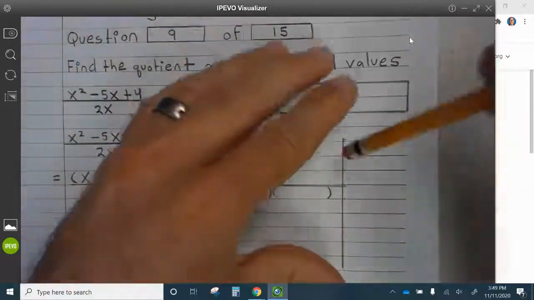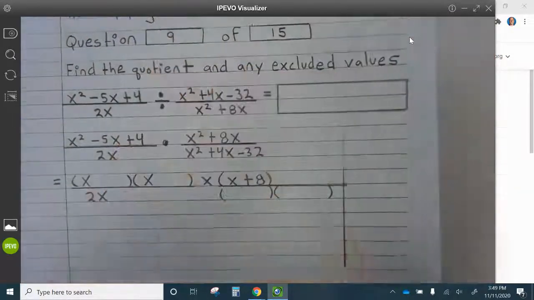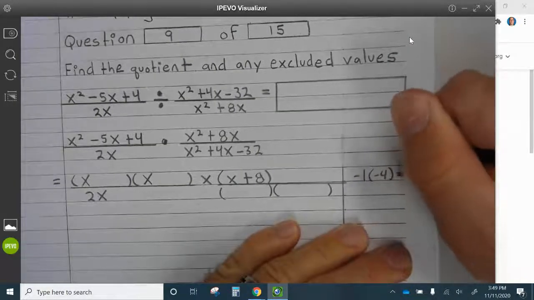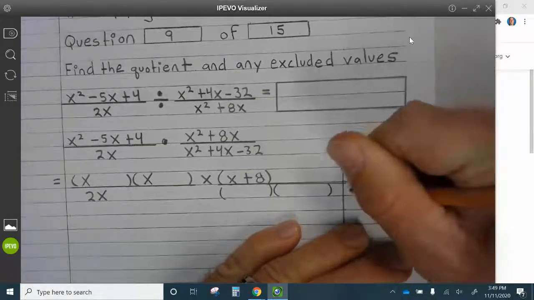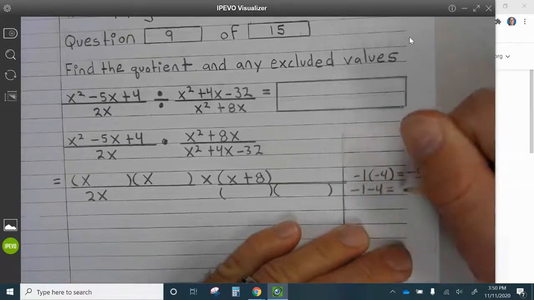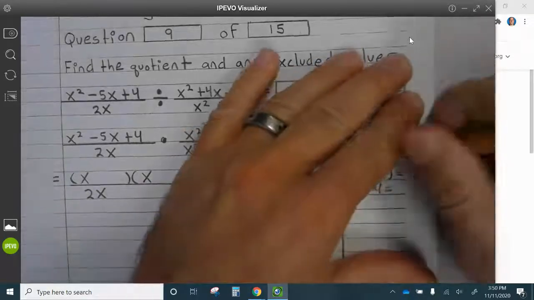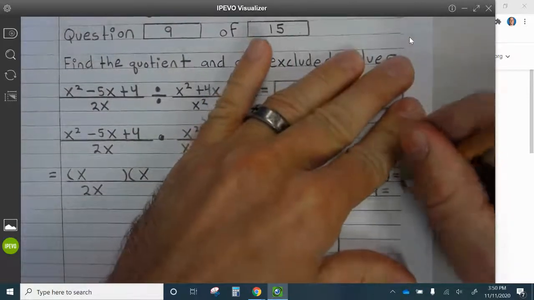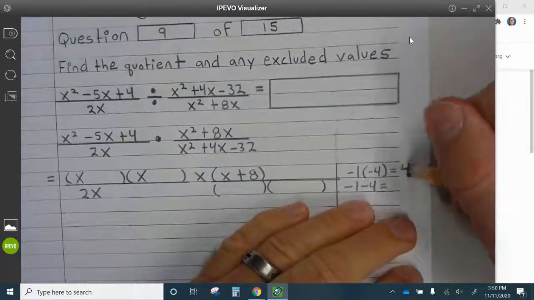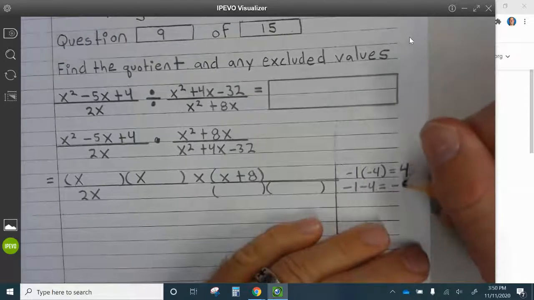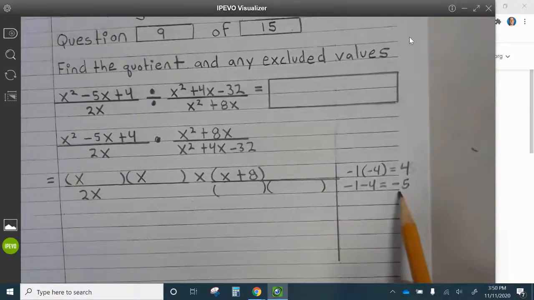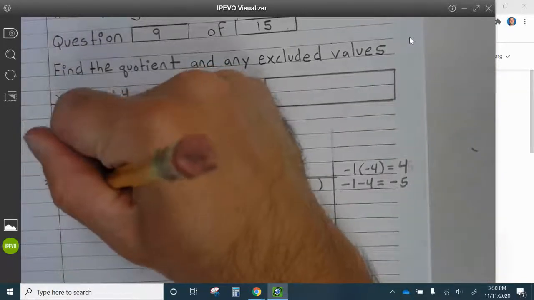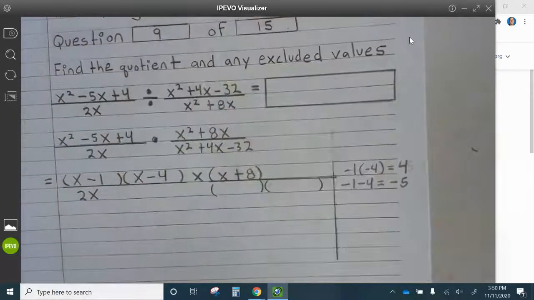Well, negative 1 times negative 4 is a positive 4. Negative 1 minus 4 is a negative 5. So we have our 4, negative 5. So our factors are x minus 1, x minus 4.